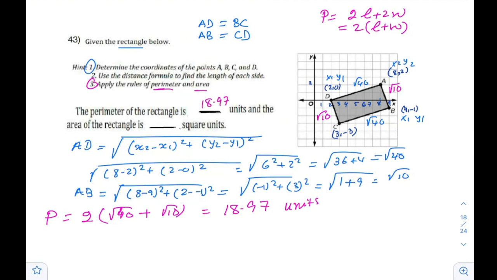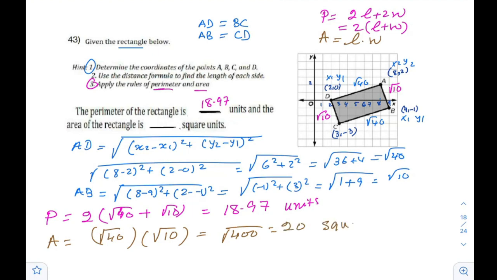Now the area, what is the area? Area of the rectangle is length times width. So area is length, which is the square root of 40, width square root of 10, and when you multiply it, the square root of 400, which is 20 square units. Centimeter square, inch square, whatever. So here we have revised the perimeter and the area of the rectangle.